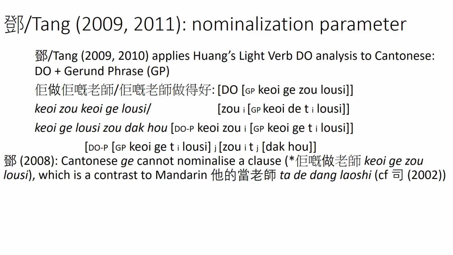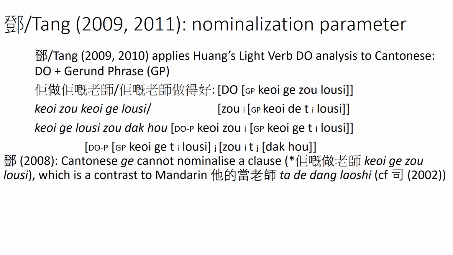In order to account for the micro-variation between Cantonese and Mandarin, as we recall, we cannot have 佢嘅老師 as an activity nominal in subject position. Huang proposed several analyses. In 2008, he proposed that Cantonese cannot nominalize clauses, in contrast to Mandarin, because Zheng, in her earlier papers, has shown that it's possible to say things like 他的当老师.